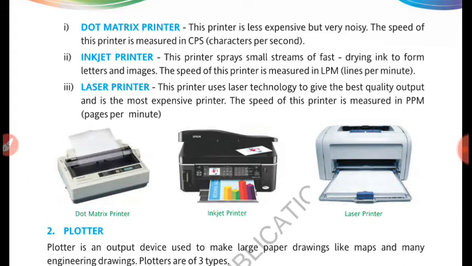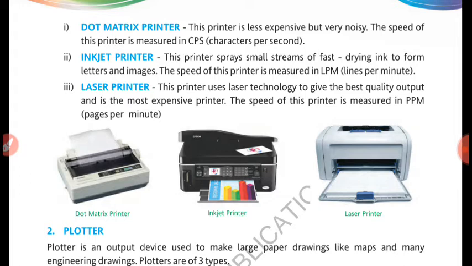Next is the inkjet printer. It is fast in comparison to the dot matrix printer. In this, ink is there, so images and letters are printed by this ink, which is usually inserted into the inkjet printer. The speed of this printer is fast compared to the dot matrix printer. It prints in lines per minute. You can understand it is faster than the dot matrix printer because it is printing lines per minute. Line by line it is printing, right?